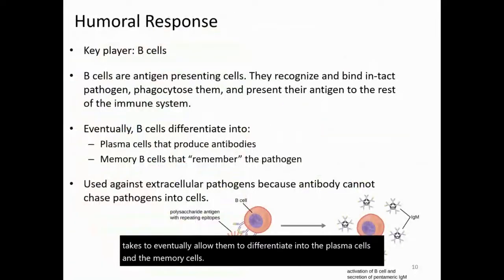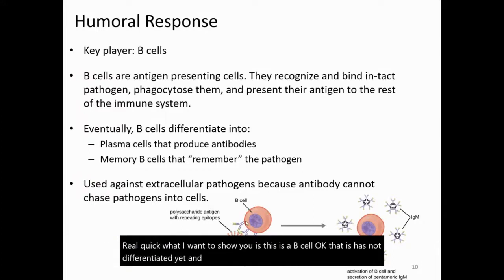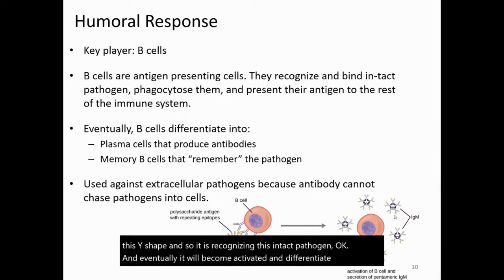Well, actually, real quick, what I want to show you is this is a B cell that has not differentiated yet. And notice it's going to have little antibodies on its surface. In a couple of videos, you'll know that antibodies have this Y shape. And so it is recognizing this intact pathogen, okay? And eventually, it will become activated and differentiate into this plasma cell. And you know it's a plasma cell because it's releasing all of these antibodies, okay?